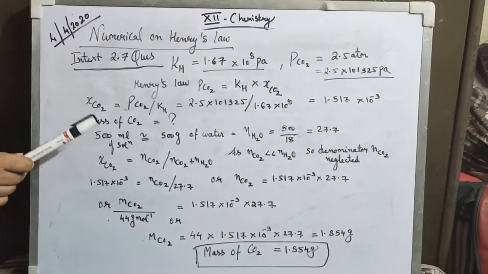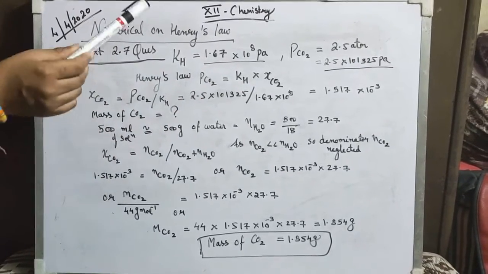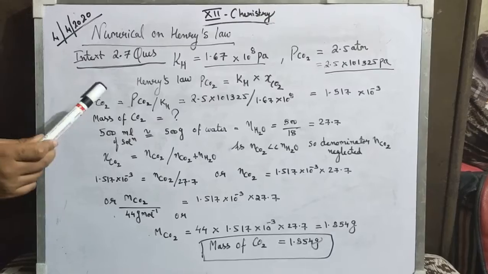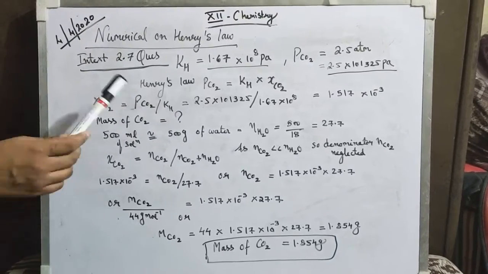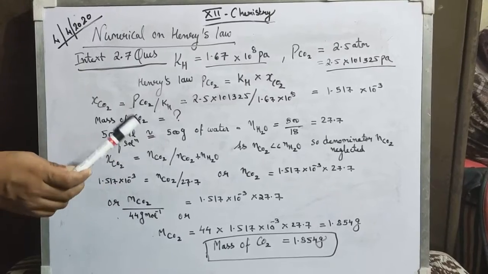So hope this question is clear with you. If you slowly substitute the values, you will understand how Henry's law formula is being used in any type of question. You just need to understand what is given in the question.